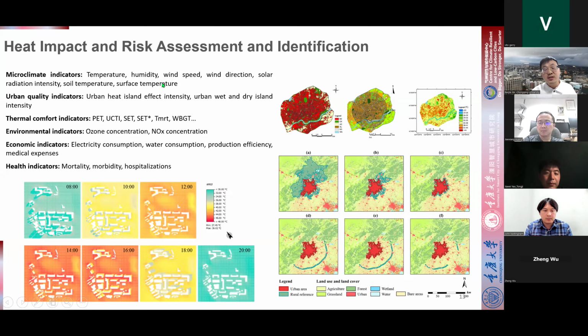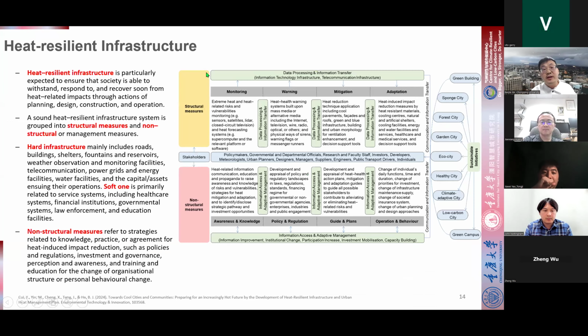So what kind of strategies or techniques do we have here? Previously we have many strategies on the cooling techniques, like planting trees or designing the water bodies and using the reflective materials. But here we define the heat resilient infrastructure. We expect the society can withstand, respond to, and recover from the heat-related impacts through a series of actions like the planning, design, construction, and the operation and the maintenance, and so on.